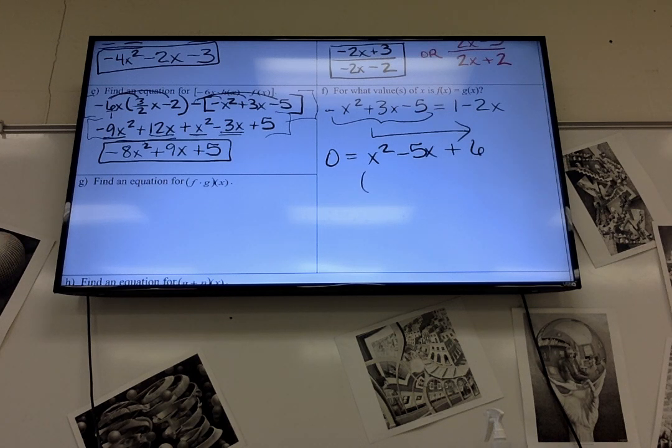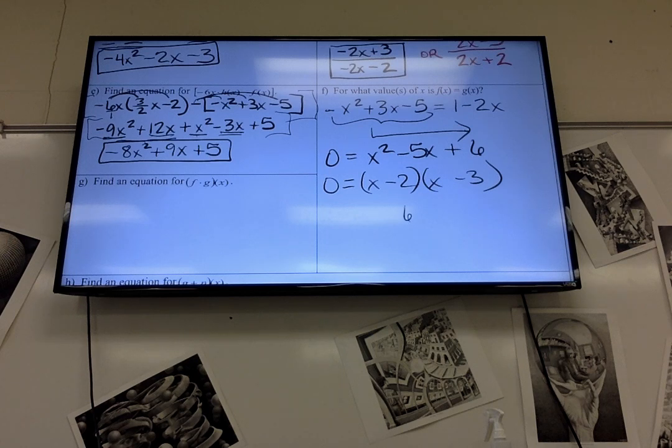And we factor. Two numbers to multiply to give me 6, but to add to give me negative 5. Negative 2 and negative 3. Okay, had lots of different things. I heard 6 and 1. Okay, negative 2 and negative 3. If I multiply those, I get positive 6. If I add those, I get negative 5.